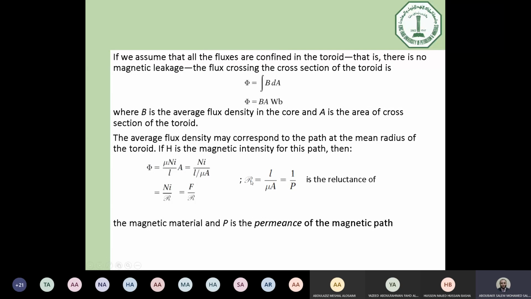So reluctance is a function of the average length of the material, the cross-section area of the material, and the permeability of the material. So it mainly depends on the material of the magnetic core. We can refer to it as 1 divided by P, so reluctance equals 1 divided by P, where P is the permeance of the magnetic path. However, the term reluctance is the one mostly used.